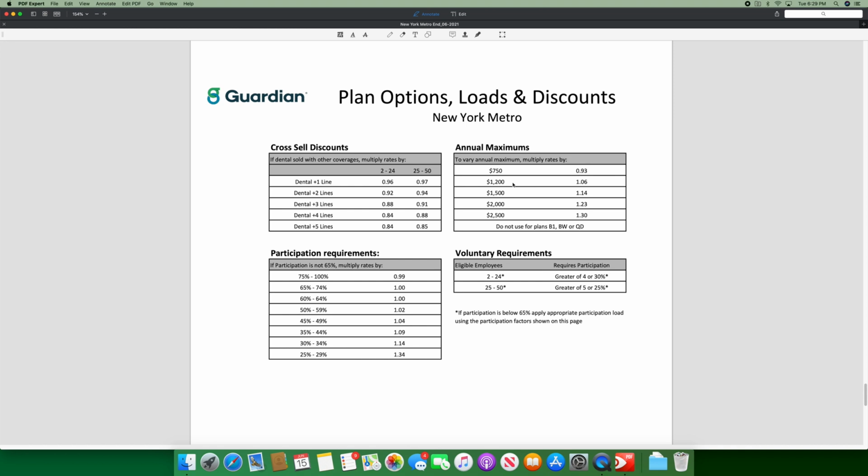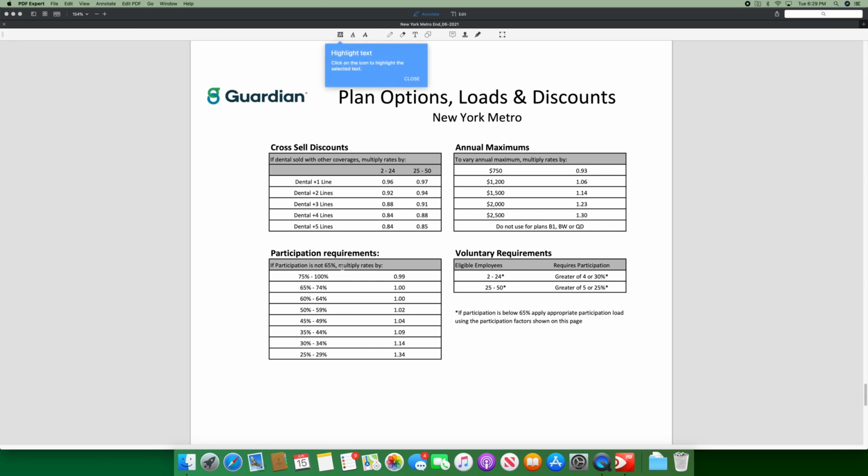Most people increase it to $1,200 or $1,500. So then you're going to take this multiplier, multiply your premium by this ratio, and it's going to increase 14% or 6%. Then if you really anticipate having issues that year, you could go up even higher to $2,000 or $2,500. Now there is another multiplier I want to make you aware of.